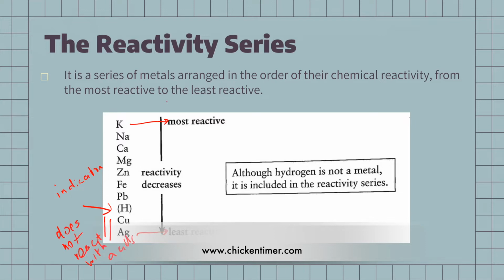Here the diagram tells you that potassium is more reactive than sodium. Sodium is more reactive than calcium. Calcium is more reactive than magnesium. Magnesium is more reactive than zinc, and so on. Then it also tells you that copper and silver do not react with acid. Then you need to memorize this.